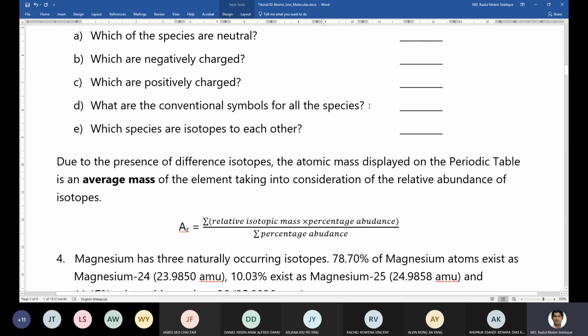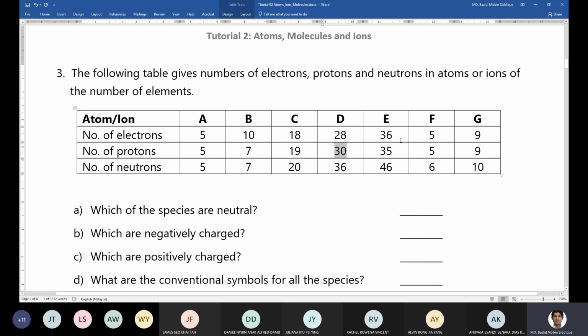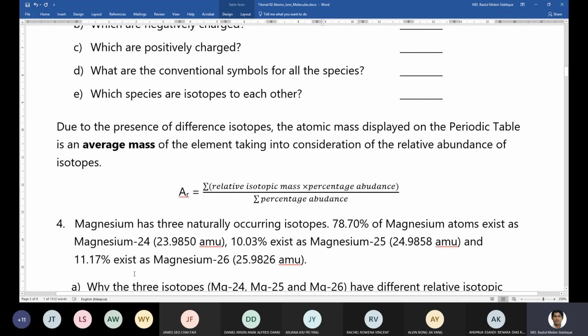What are the conventional symbols for all of the species? Oh, okay, I know how to engage you, how to make you talk. I forgot that I prepared a Menti question. Can you please go to menti.com, everyone, because I will see how many of you are participating, although I cannot see who is participating. So go to menti.com.